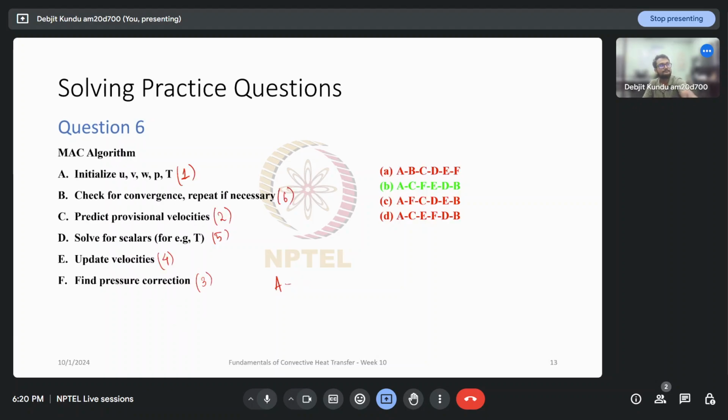So using this, step 1 is A, 2 is predict, sorry, so we have A is 1, then 2 is C, 3 is F, 4 is E, then 5 is D, and last step 6 is B. So ACFEDB, ACFEDB, that is the correct solution. So this is all about the MAC algorithm.